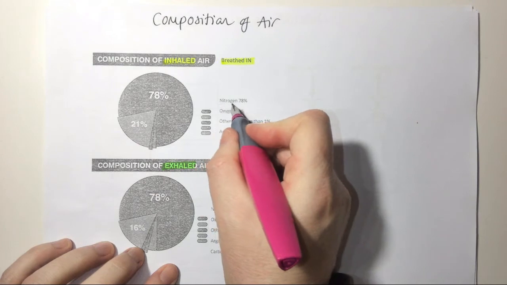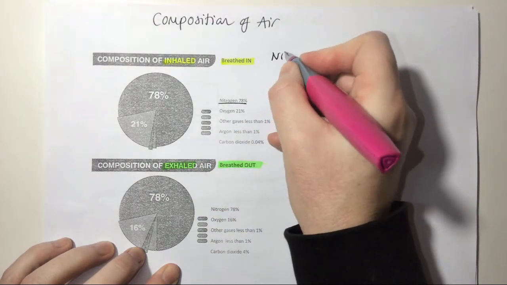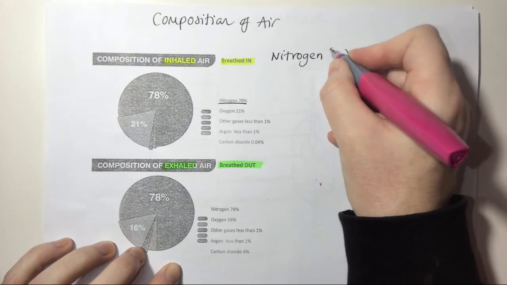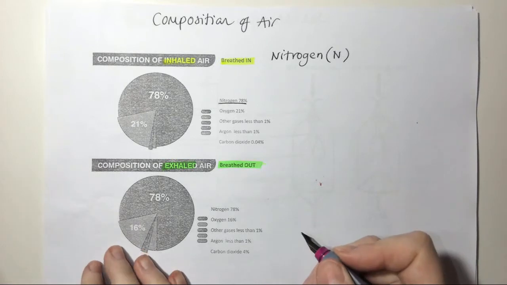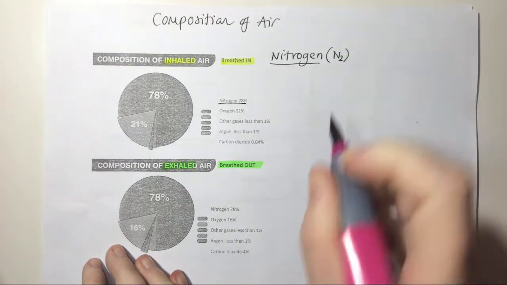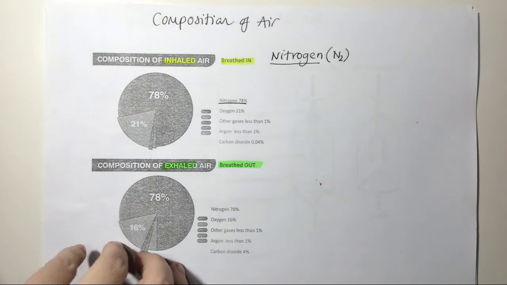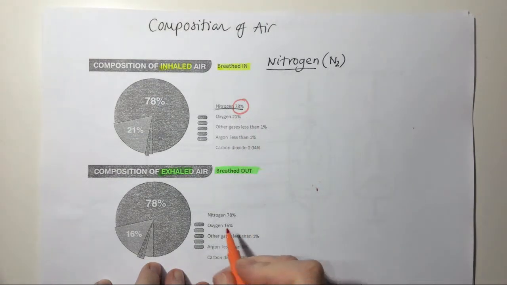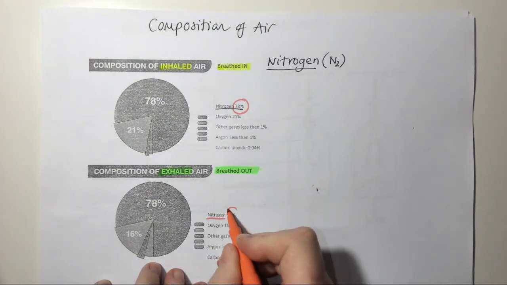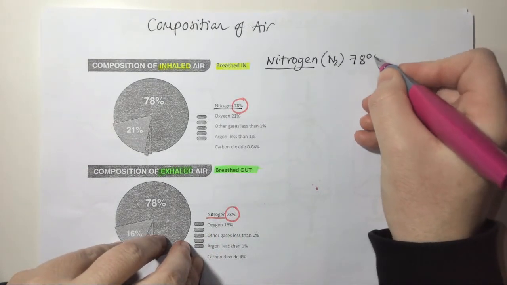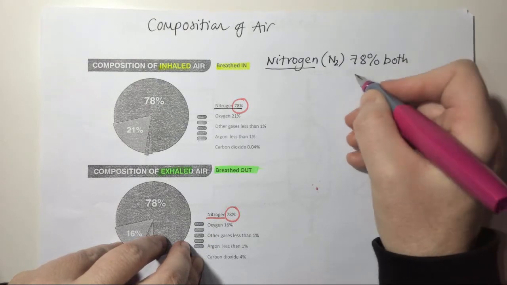Let's first think of the nitrogen. Nitrogen, N. I'm going to write that because it's really useful to get used to the symbols. Actually, nitrogen gas in the air is N2, so I'm going to write that. So for nitrogen, the percentage of nitrogen in breathed in air is 78%, and in the breathed out air, it's 78%. So nitrogen is 78% in both, so there's no change.